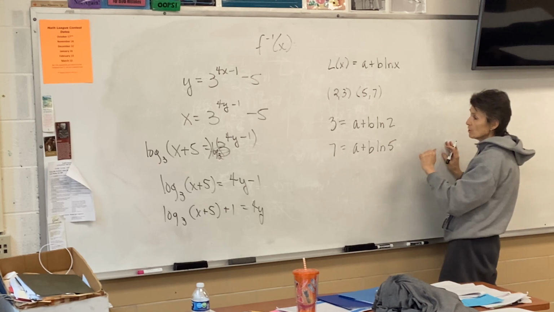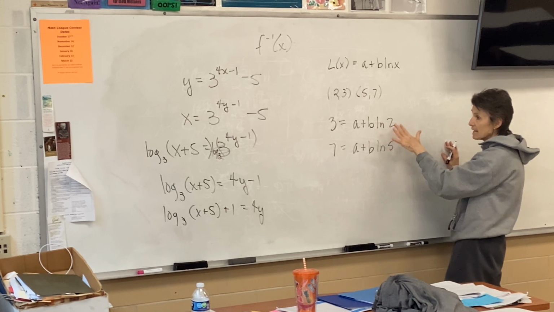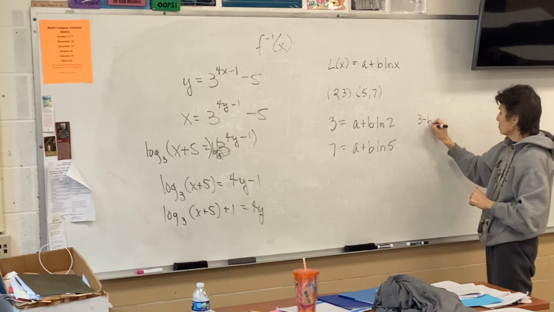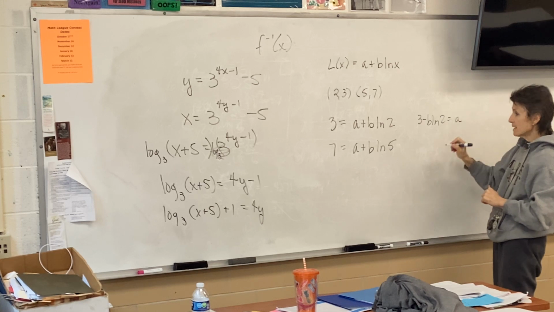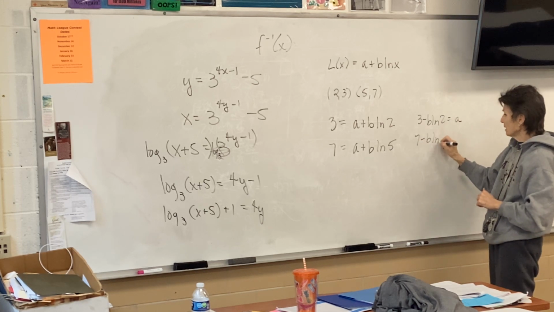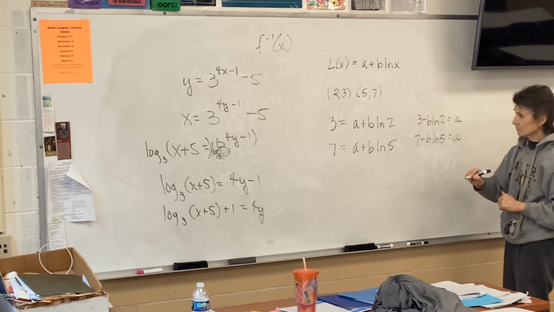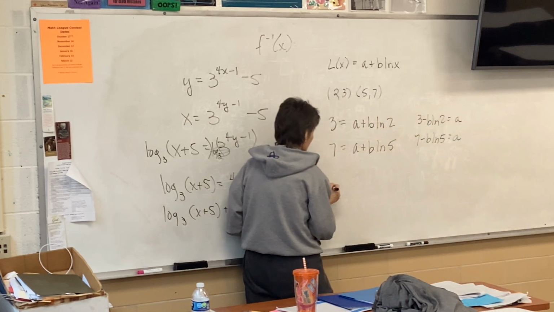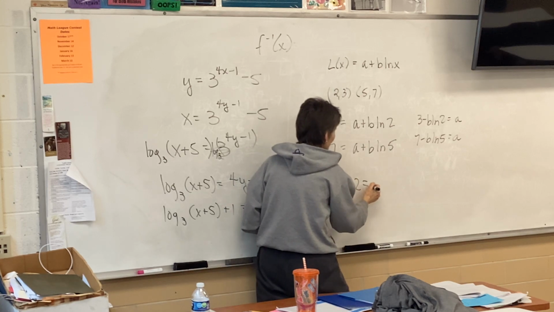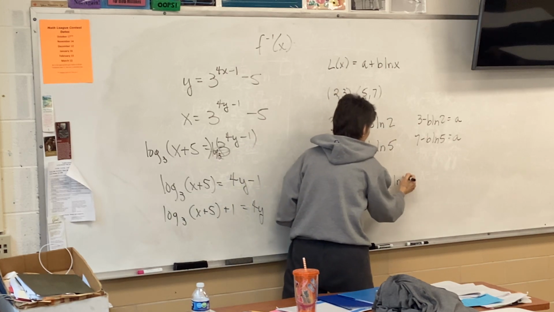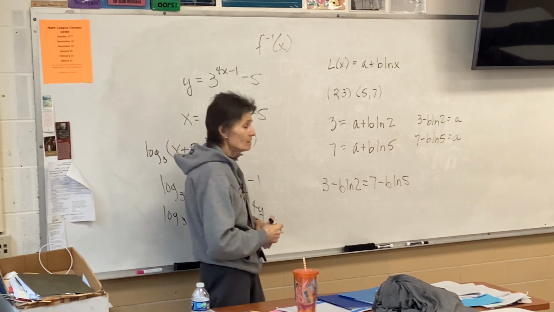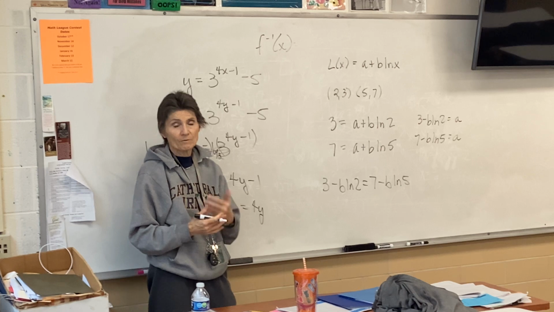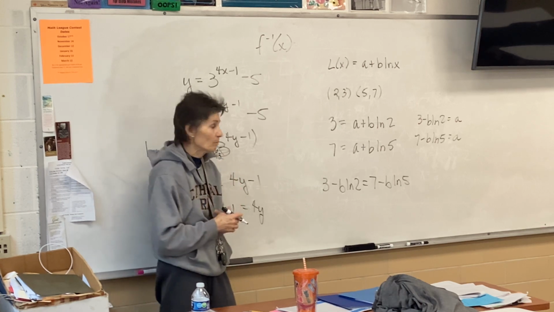So first thing I notice is I can get A by itself in both of these equations. So 3 minus B ln 2 is A, and 7 minus B ln 5 is A. And then I can set them equal. So I have an equation that looks like 3 minus B ln 2 equals 7 minus B ln 5. Now, you may not like the looks of that equation, but it's very easy to solve. There's only one variable in it.